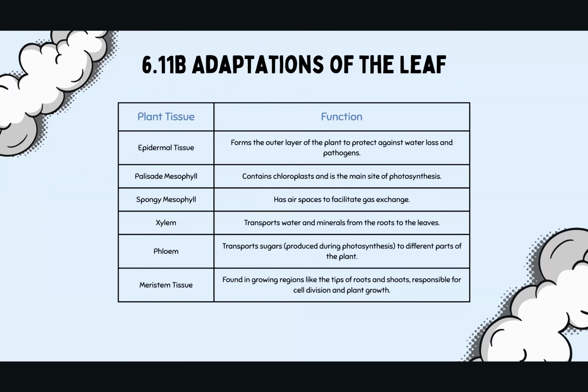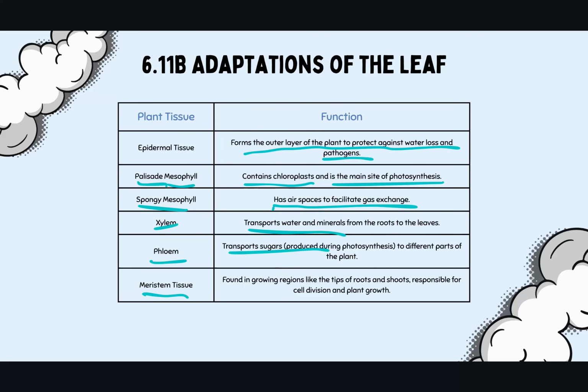Epidermal tissue is the outer layer of the plant, and it protects against water loss and pathogens. Palisade mesophyll contains chloroplasts and is the main site of photosynthesis. So the palisade layer contains lots and lots of chloroplasts. Spongy mesophyll has air spaces to facilitate gas exchange. It makes sure that inside the cell there is always a gradient for the carbon dioxide to diffuse in. Xylem we've covered, transports water and minerals. Phloem we've covered, transports sugar that's made during photosynthesis to different parts of the plant.